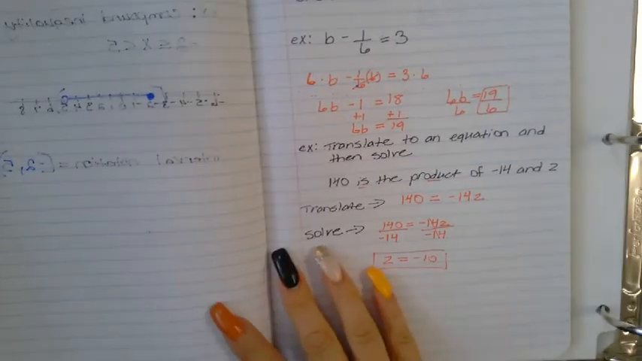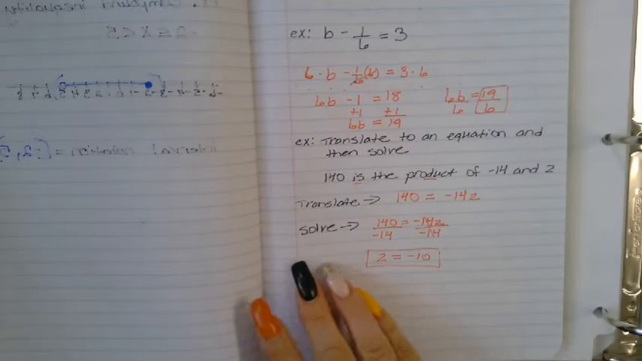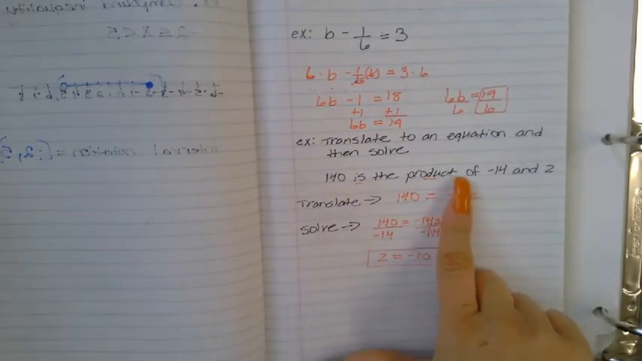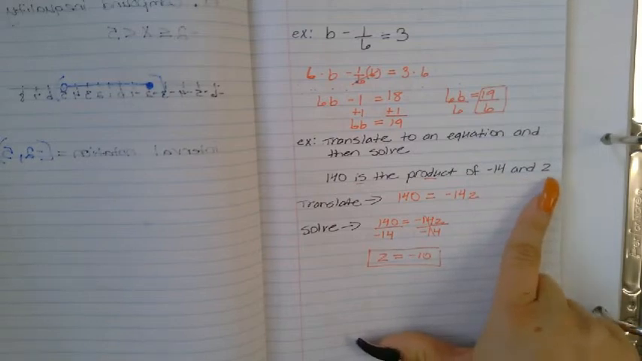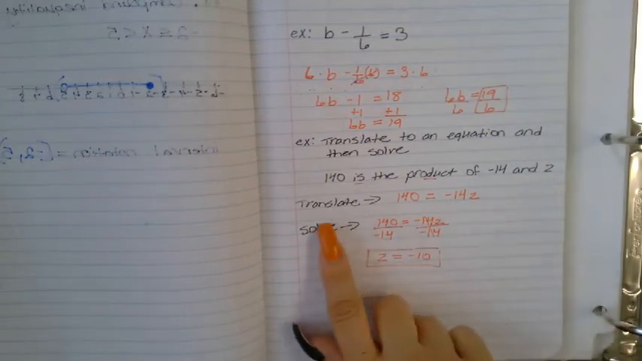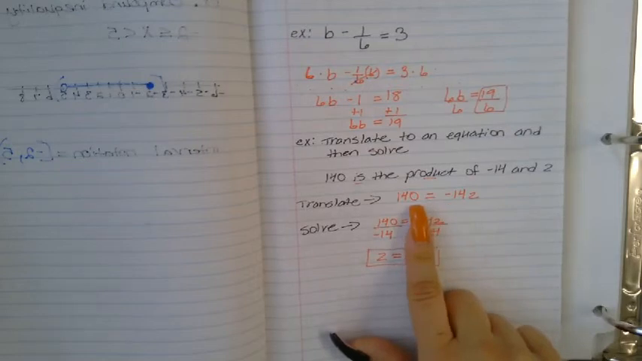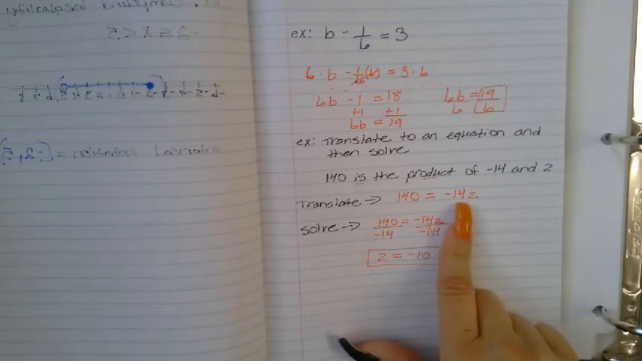All right, now let's look at translating. So translate an equation and then solve. So 140 is the product of negative 14 and z. That is a z, not a 2. So to translate that, we're just going to write it out into a math problem. So 140 is the product of negative 14 and z. It should look just like that.